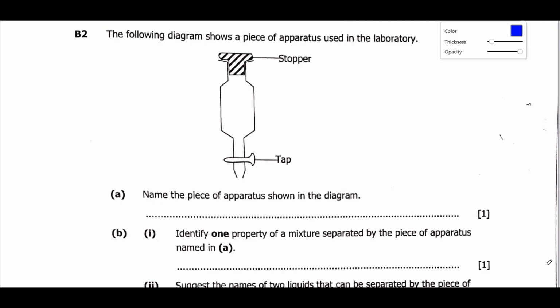The following diagram shows a piece of apparatus used in the laboratory. We are given this apparatus, then we have the stopper, then we have the tap here. Question A1, name the piece of apparatus shown in the diagram. So this is a separating funnel. Identify one property of a mixture separated by the piece of apparatus named in A.